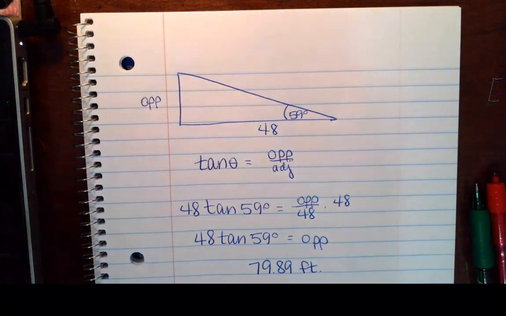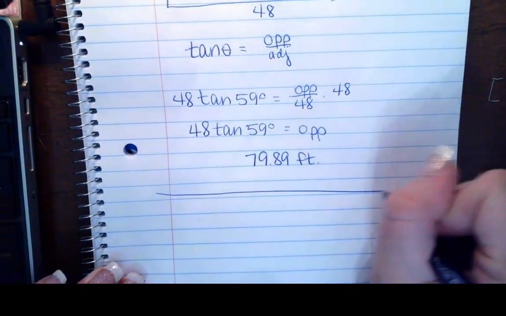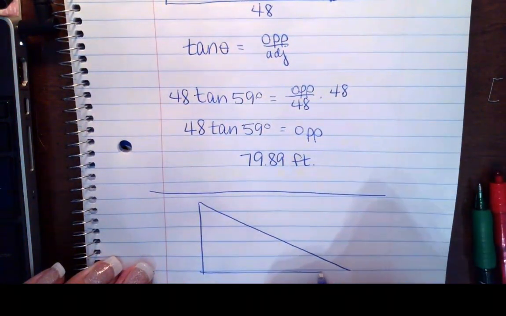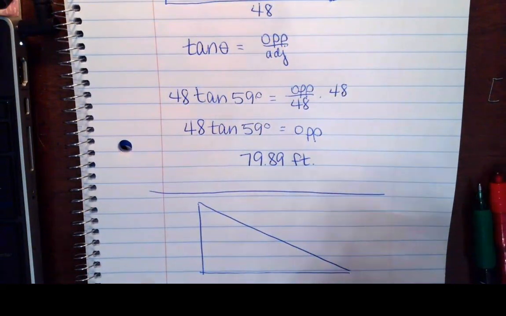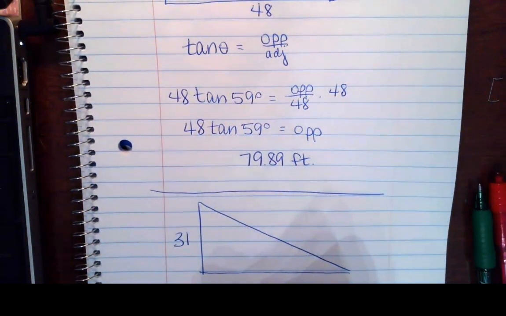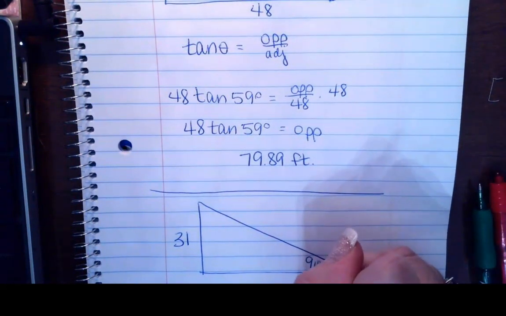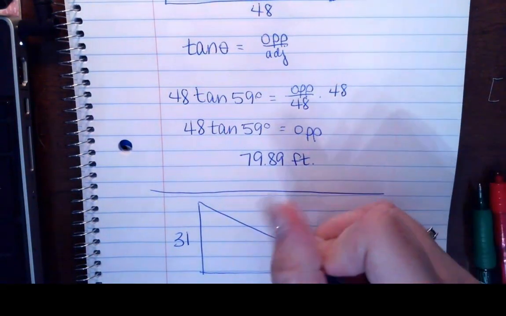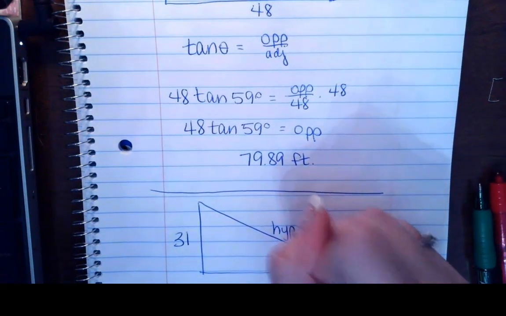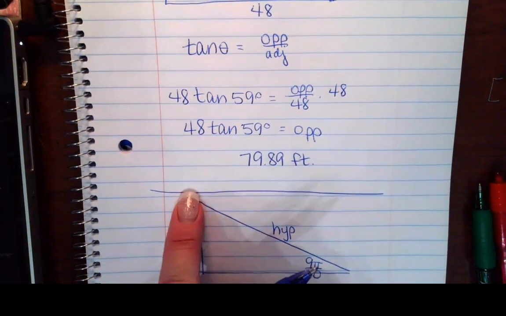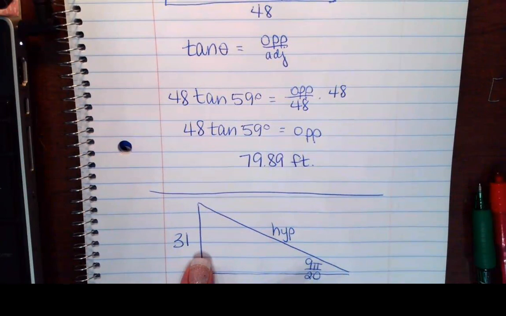Okay. So how long of a ladder is needed to reach a window 31 feet above the ground if the ladder rests against the building, making an angle of 9 pi over 20. And I want to know how long the ladder is. So this is the ladder. This is the height of the building. And it's making an angle of 9 pi over 20.